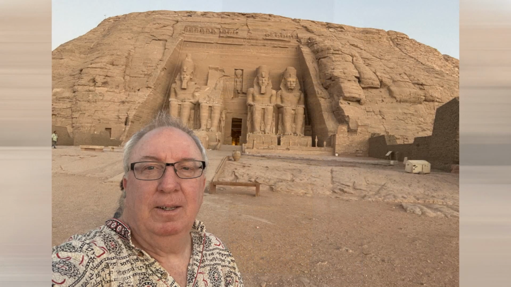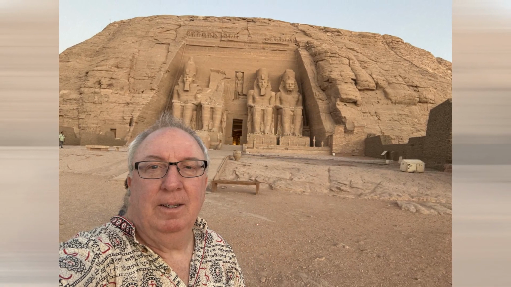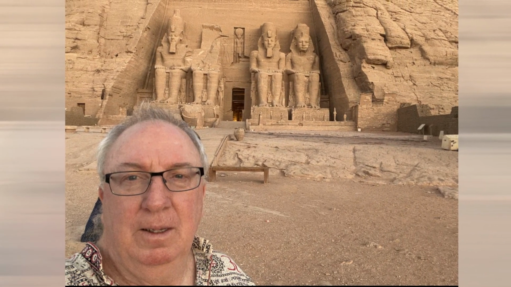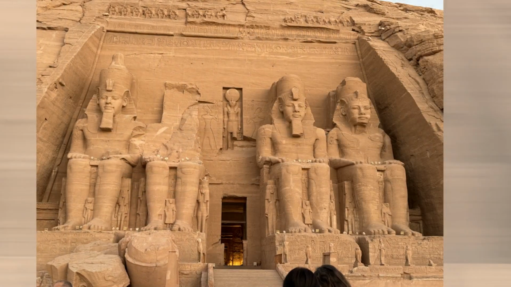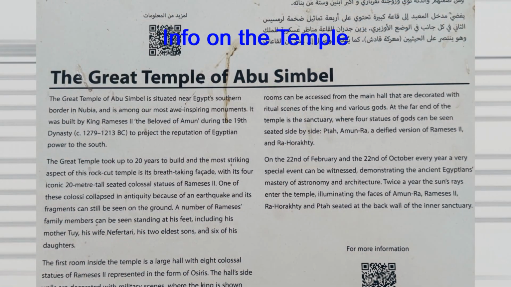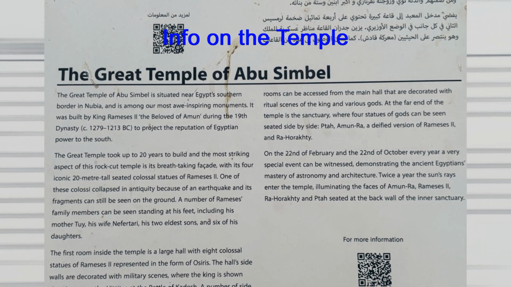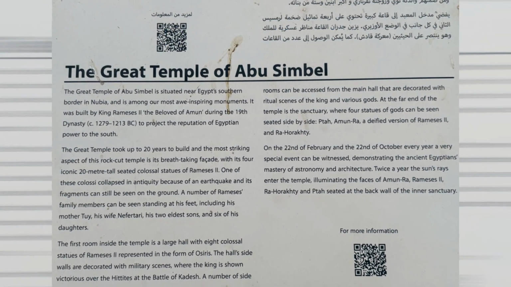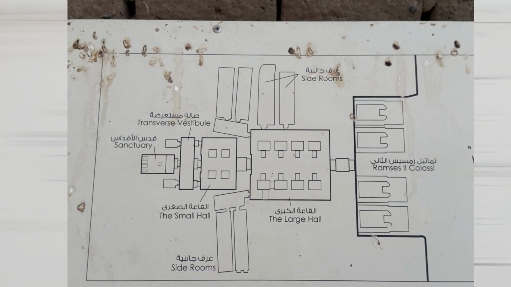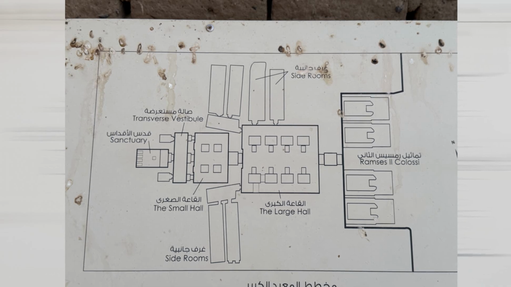when we enter the Great Hall, you'll see a number of different areas. The first area that you'll see is where there'll be a number of different statues of Ramses. Okay, this is some information on the Great Temple of Abu Simbel, and then a little plan of it.